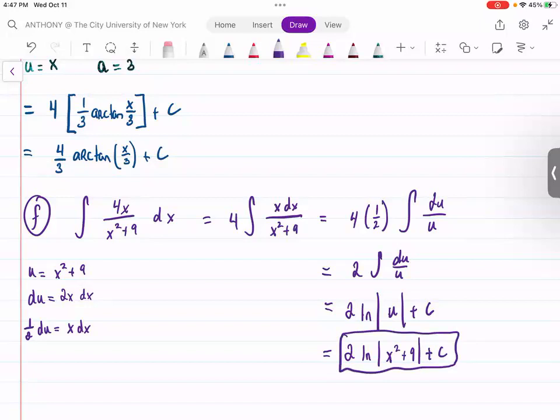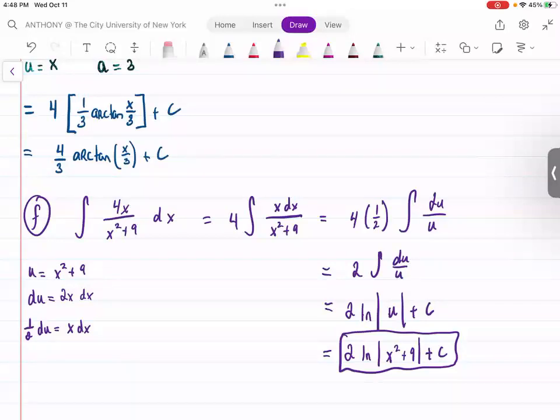Any questions on it? Yeah? Divide 2 on both sides, it's like the same thing as saying you're multiplying by 1/2. The integral of du over u, rewrite it as u to the negative 1. Yes. I did an example earlier, that's why I didn't do the other rewrite. Anybody else?